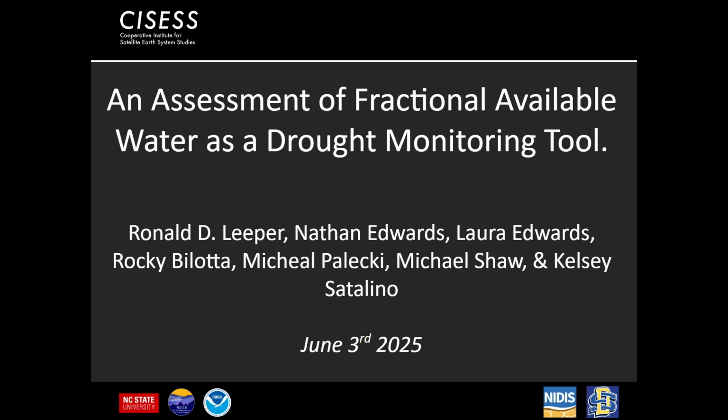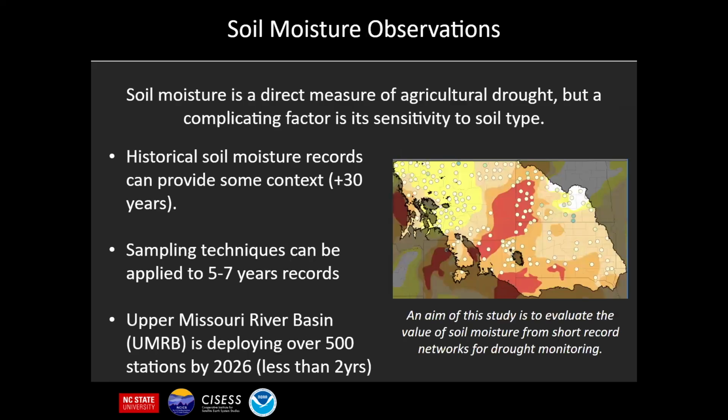So someone's described drought monitor. Nathan's talked a little bit about the Upper Missouri River Basin, and we're going to be talking about some of the drought monitoring tools we're trying to develop using the UMRB data set. I'm in a conference where everybody knows a little bit about soil moisture, so I don't need to get too much into how soil moisture is a direct measure of agricultural drought. But I think the last talk really talked about this.